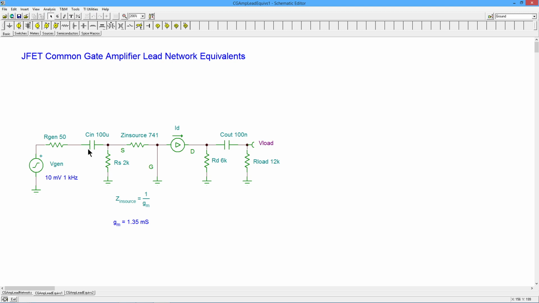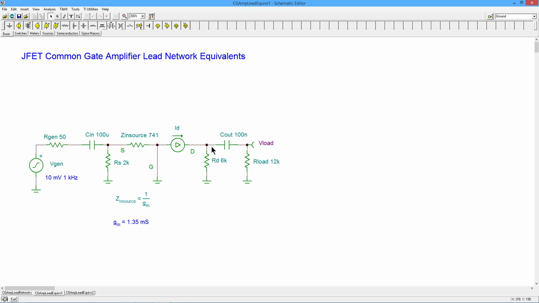So here's the front end network: your CN of 100 mics, the generator impedance, here's the RS. The Z into the source is 1 over GM. We know GM is 1.35 millisiemens, so you take the reciprocal of that, you get 741 ohms. So this combo, 2K in parallel with 741, winds up being in series with the 50. That's your R value. You know the C value, plug it into your equation, 1 over 2 pi RC, and you've got your input critical frequency.